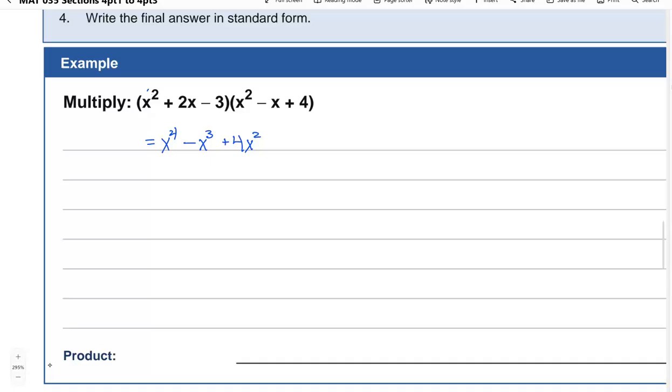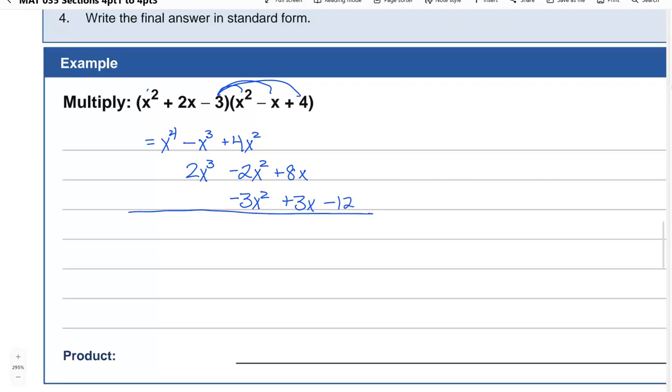Now I got to distribute the 2x. So 2x times x squared would be a positive 2x cubed. 2x times a negative x would be a minus 2x squared. And 2x times 4 will give us an 8x. So now I've distributed that 2x to everything. And then I got to distribute the negative 3. Negative 3 times x squared is a minus 3x squared. Negative 3 times a negative x is a positive 3x. Negative 3 times 4 is a negative 12.